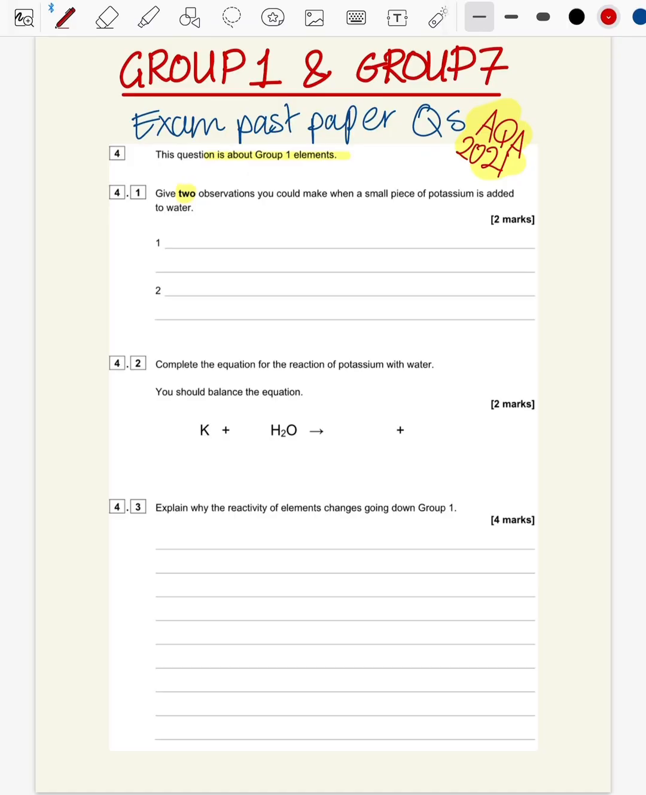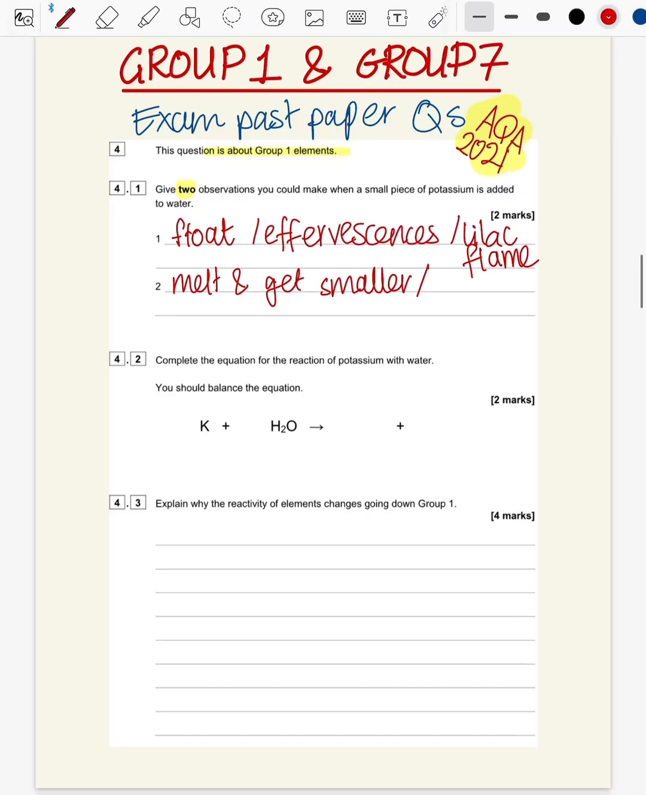So potassium was one of the metals that was a little bit more reactive than your other alkali metals, and just like with your other alkali metals, they all float on water and they all melt and become smaller as they react with water. So writing those 2 would be good enough for 2 marks, but you can also say lots of other things as well.